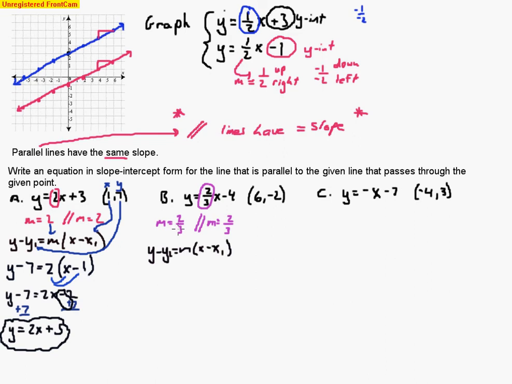Well, now we can go ahead and substitute. We can take this 2/3, it goes in for m. The x value goes in for x1. The y value goes way over here for y1. And so from there we go ahead and substitute and see what's left over. So here we have y minus negative 2 equals the slope 2/3 times x minus 6.